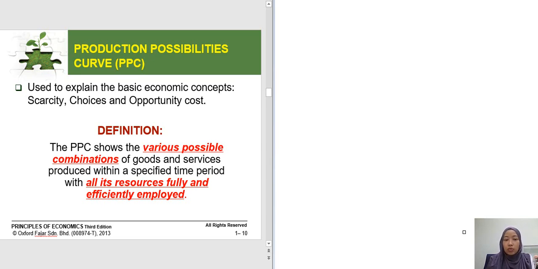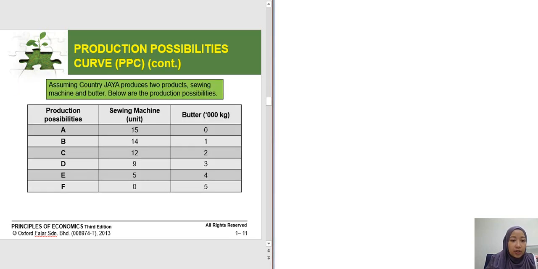So let's say you want to produce two products, but you have limited capital, limited resources, a limited amount of funds for you to produce the two products. So if you want to produce more of one product, you have to reduce the production of the other product. So what are the possible combinations of production for the two products? We are going to look at that in this production possibilities curve. So we are looking at a graph. Let's say you are given this table.